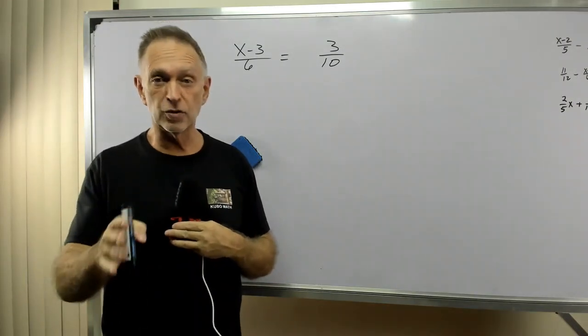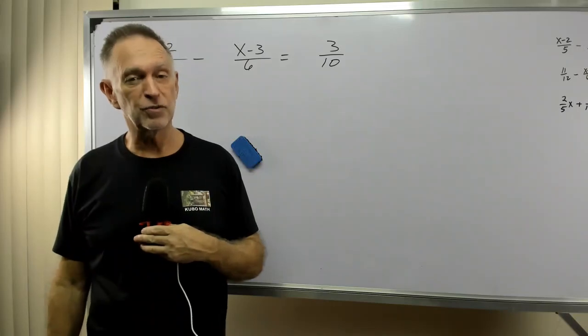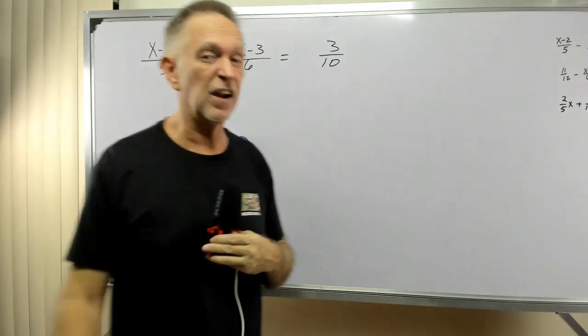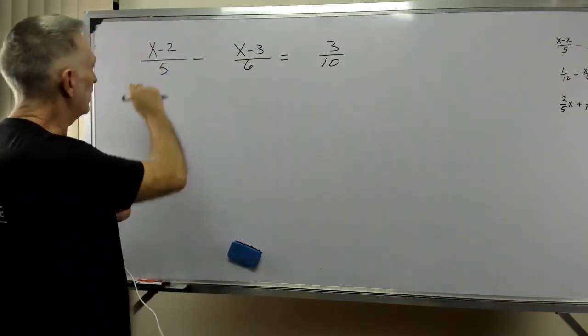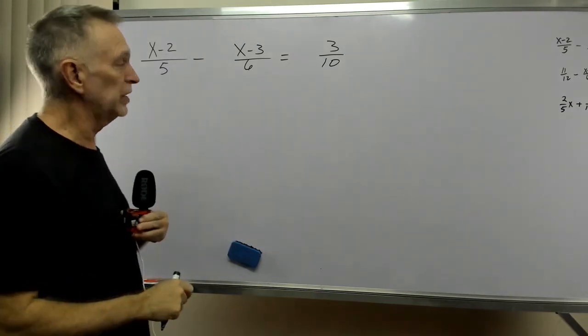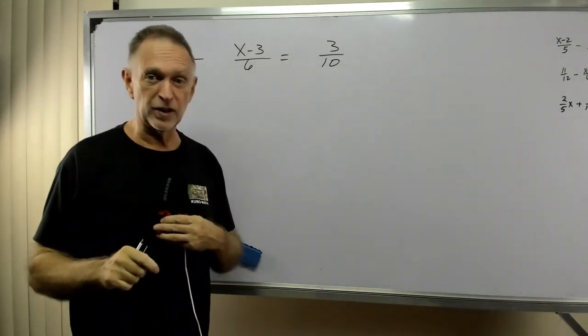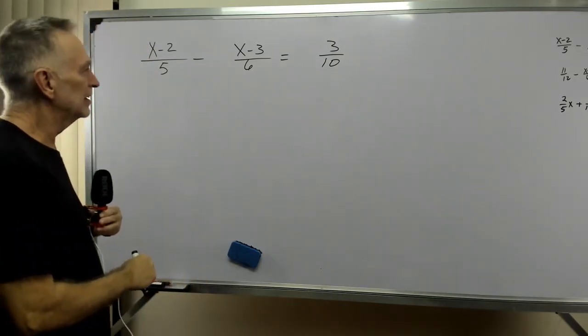So fractional coefficients. This is an Algebra 1 course, fractional coefficients. Hey, let's figure out how to get rid of them. So let's get after it. Okay, we have (x minus 2) over 5 minus (x minus 3) over 6 equals 3 over 10. Whoa. Okay. What to do here?